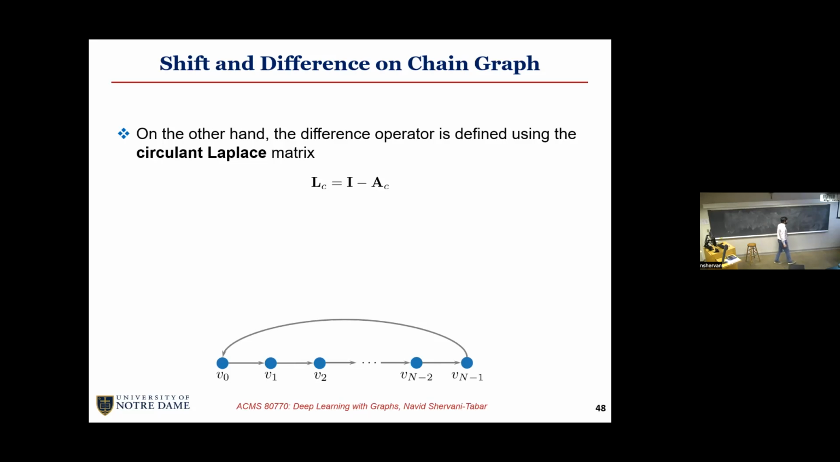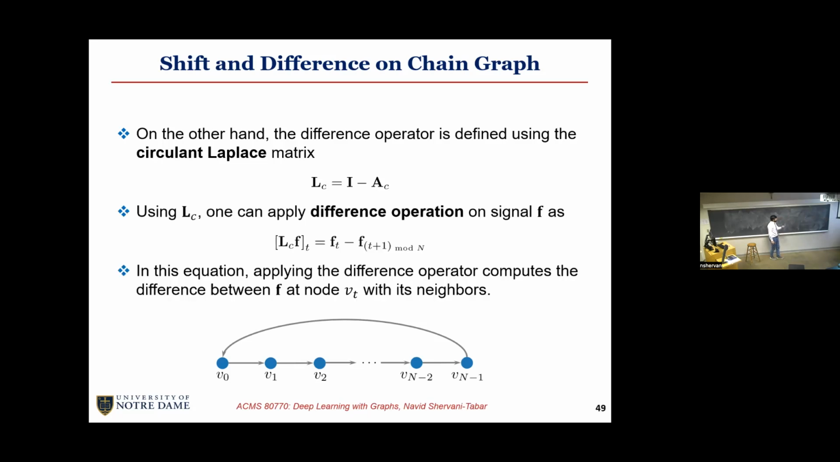And here we are doing the same. So for everyone, I think it's the same. So it's going to be I minus AC representing our circulant Laplacian matrix.